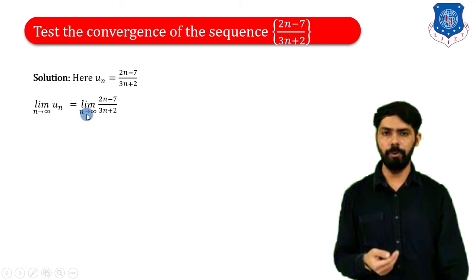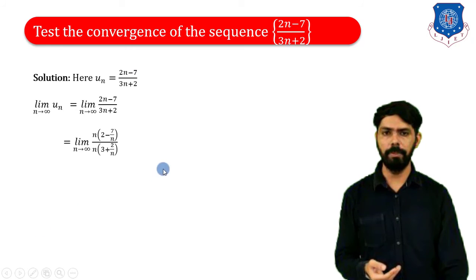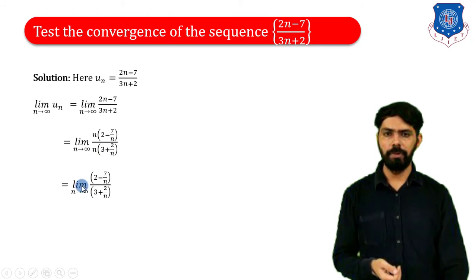So here, if we put n is equal to infinity in numerator as well as in denominator, then it will be infinity divided by infinity. So to eliminate this form, we will take the highest power of n common from numerator as well as from denominator. So here we will take n common from numerator as well as from denominator. So it will be limit n tends to infinity n into (2 minus 7 divided by n) whole divided by n into (3 plus 2 divided by n). So here n cancels out. So it will be (2 minus 7 divided by n) whole divided by (3 plus 2 divided by n), and limit n tends to infinity.